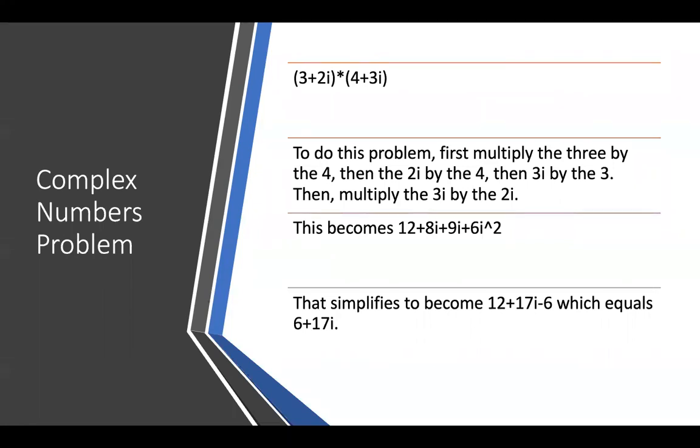That becomes 12 plus 8i plus 9i plus 6i squared. And that can be simplified into 12 plus 17i minus 6. And that can be simplified even more to 6 plus 17i. And that is it for this presentation.